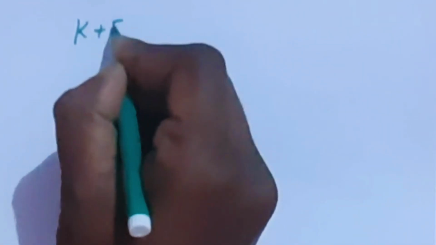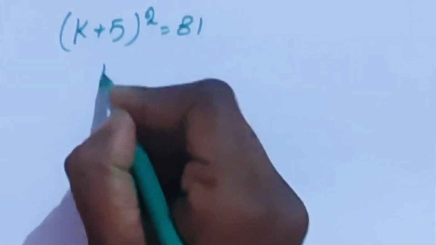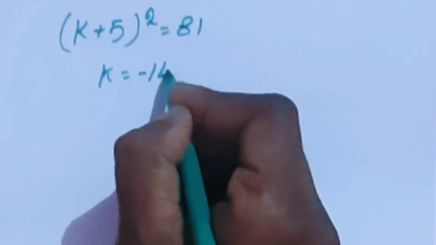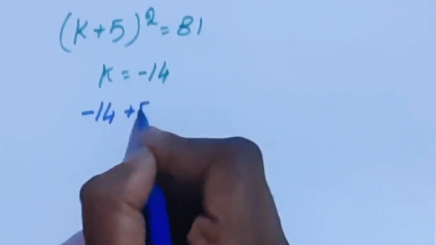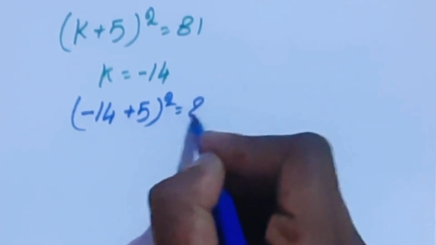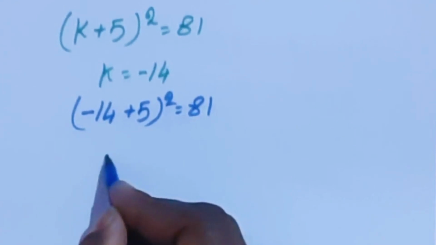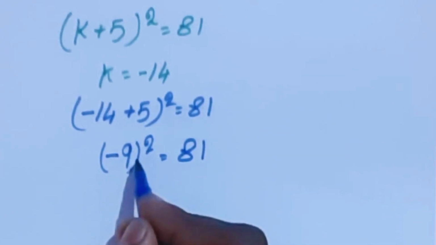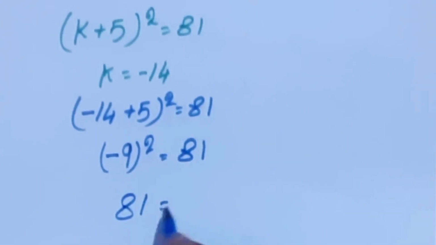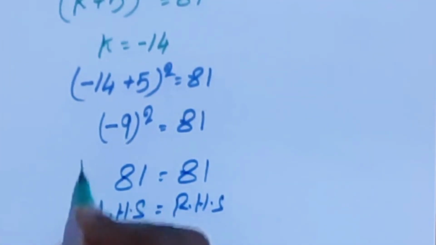(k + 5)² = 81. This is the equation. Here we are going to apply this k value, minus 14. So (−14 + 5)² = 81. Here the value is −14 + 5 is (−9)² = 81. Here (−9)² is 81, equal to 81. LHS equals RHS. Here we have verified.